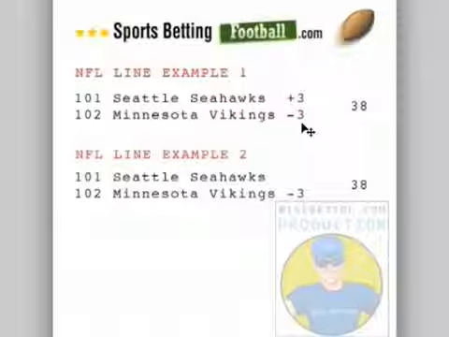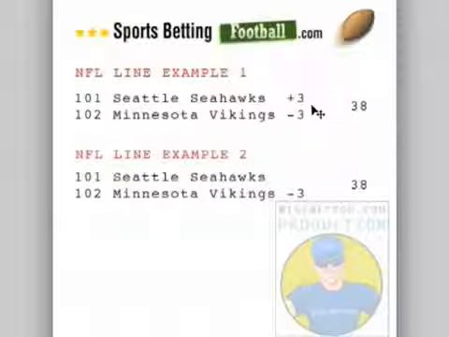If you bet on the Seahawks, you're getting 3 points, so you have a couple ways to win. First, the Seahawks could win the game outright, in which case you win your bet, or they could lose the game by 2 or 1 points.